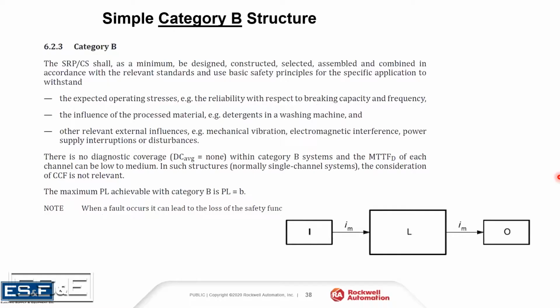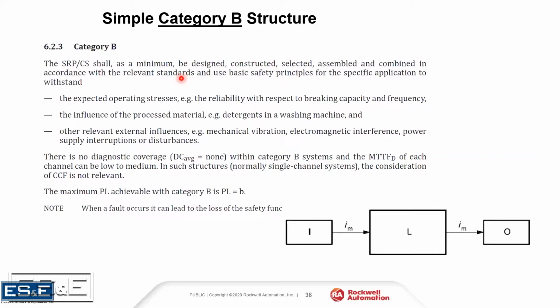So first of all, as we look into what is a category, what we hope to do here in the next few slides is show you some examples of what those types of circuits look like. And we will show you the definition of these different categories. This particular piece comes out of the standard 13849, where it's defined for us. I'll draw your attention to where it talks about what the circuit will consist of. It basically says it'll be designed, constructed, selected, assembled, and combined in accordance with relevant standards and basic safety principles. So it sounds pretty simple.